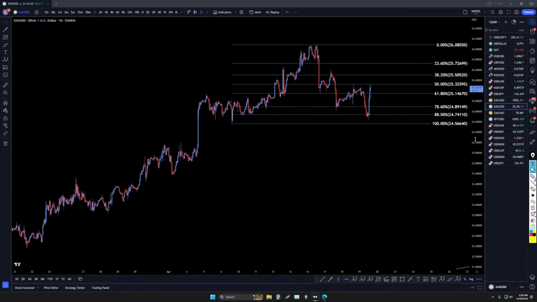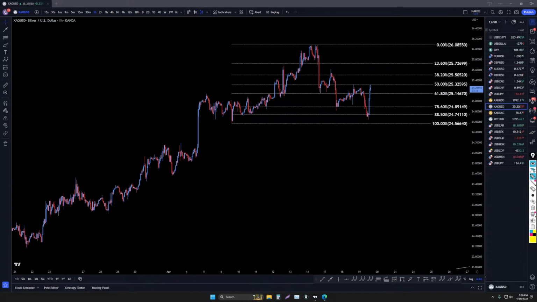Silver is probably doing something very similar also. Oops, I got the highlighter. Probably an A, B, C, and then probably back down again. Probably like an A here, an A, B, C, a B, and then probably down again for a wave C.